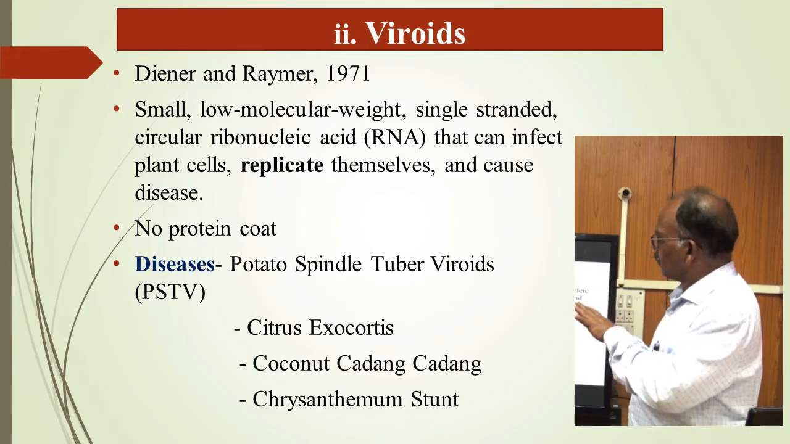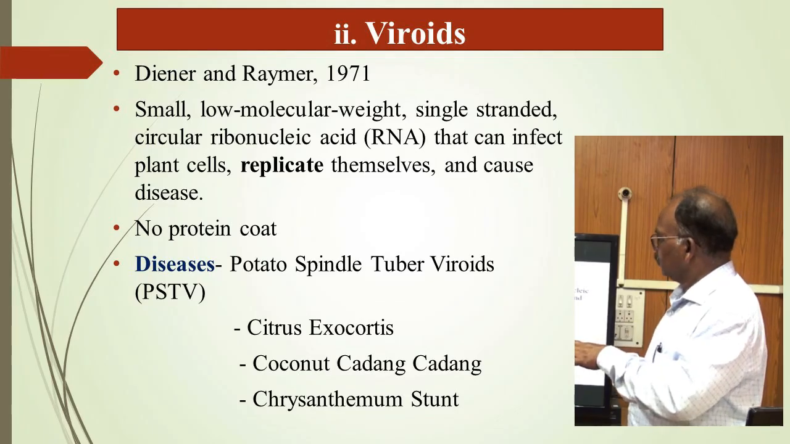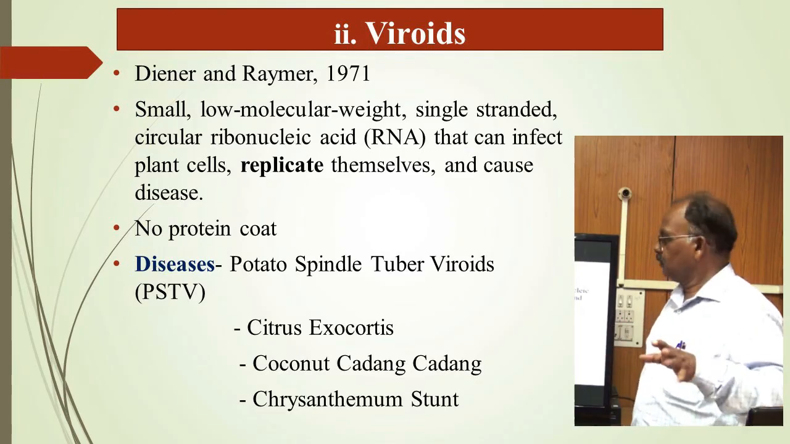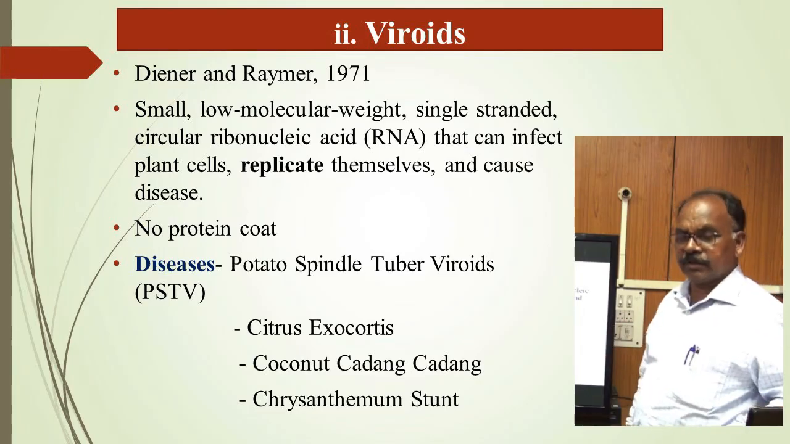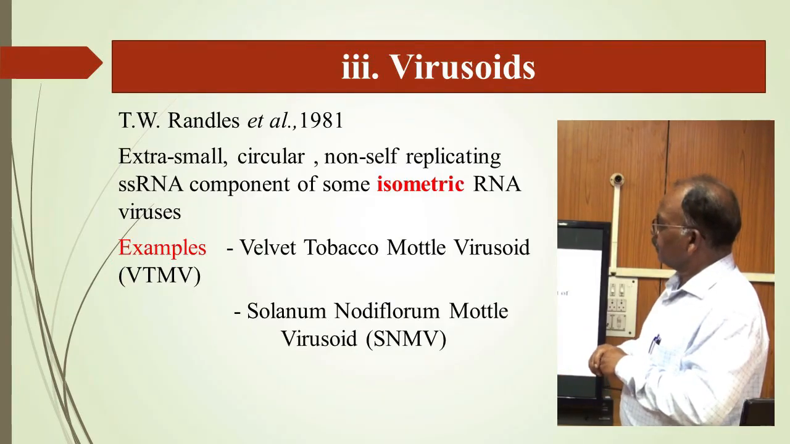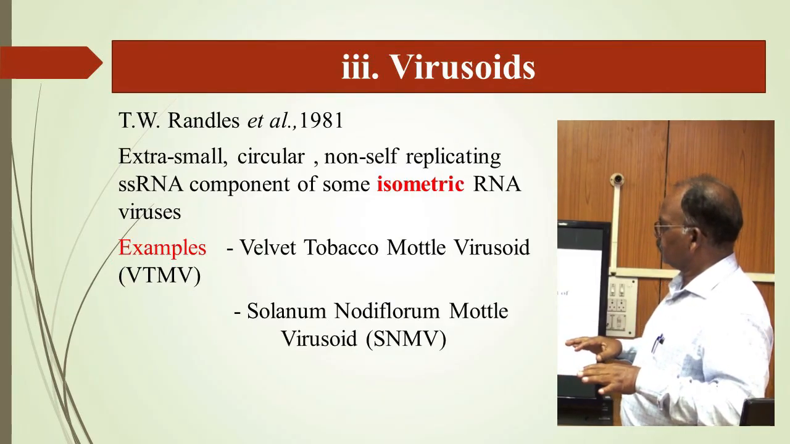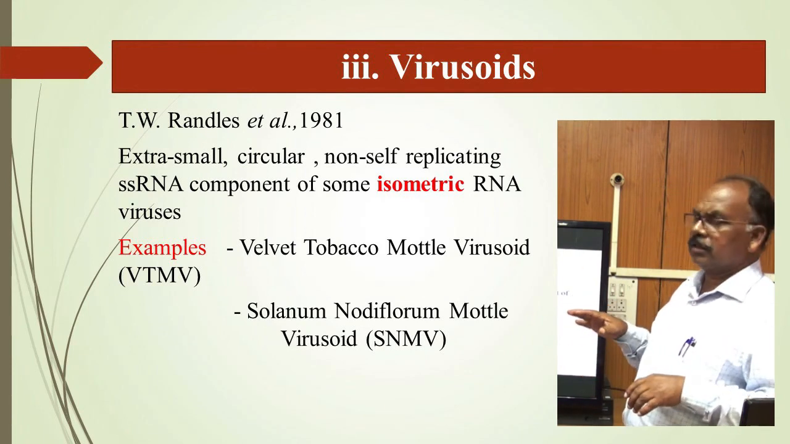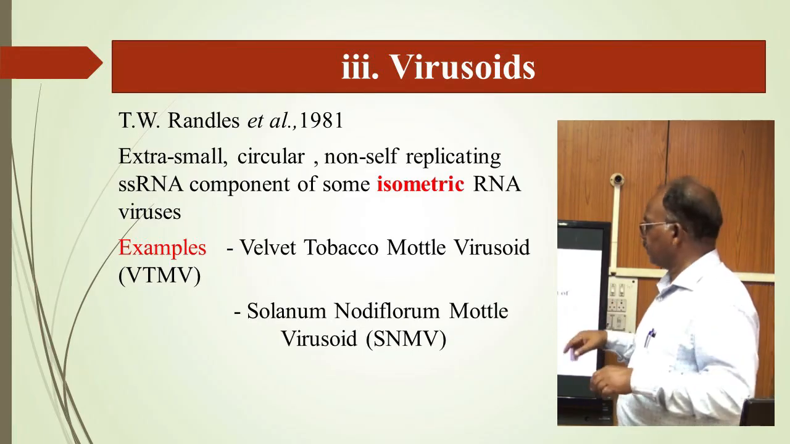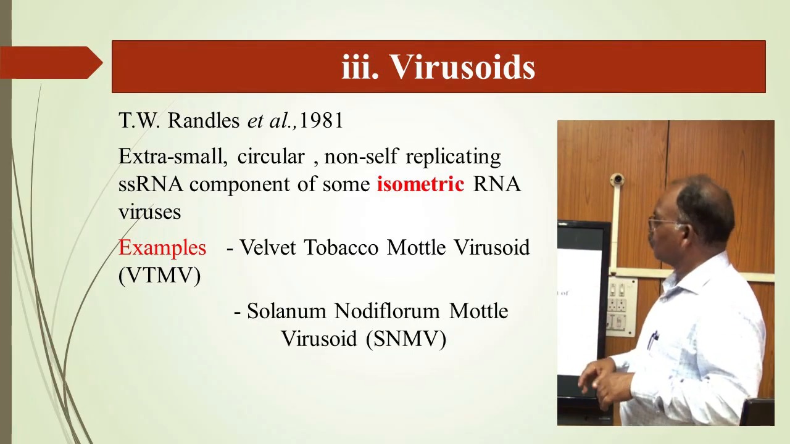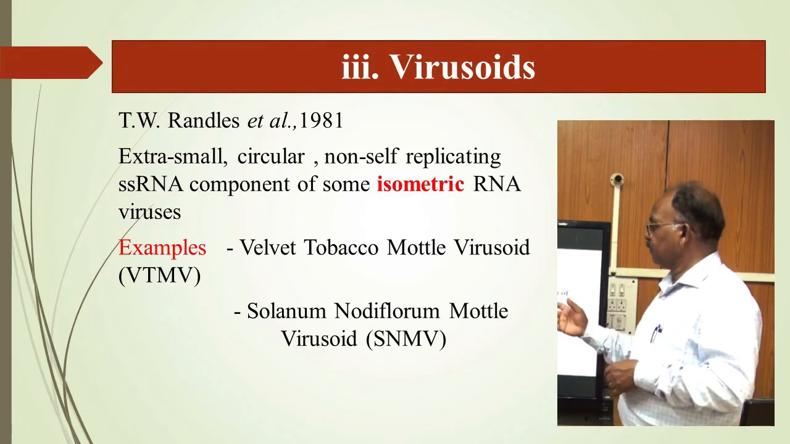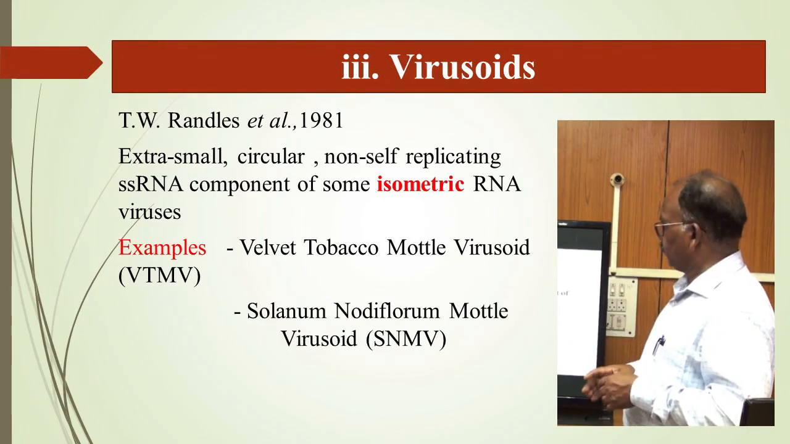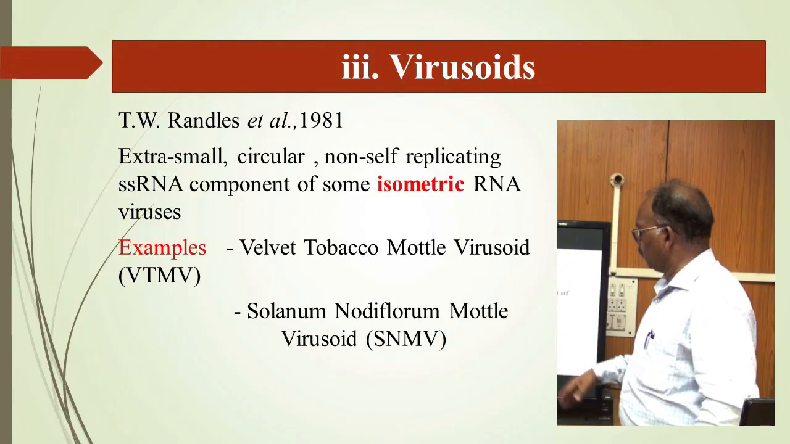What are the different diseases caused by viroids? The most important ones are potato spindle tuber viroid, citrus exocortis, coconut cadang-cadang, and chrysanthemum stunt. Virusoids were discovered by T.W. Randles et al. in 1981. Virusoids are small, circular, non-self-replicating, single-stranded RNA components of some isometric RNA viruses. For example, velvet tobacco mottle virusoid and Solanum nodiflorum mottle virusoid.